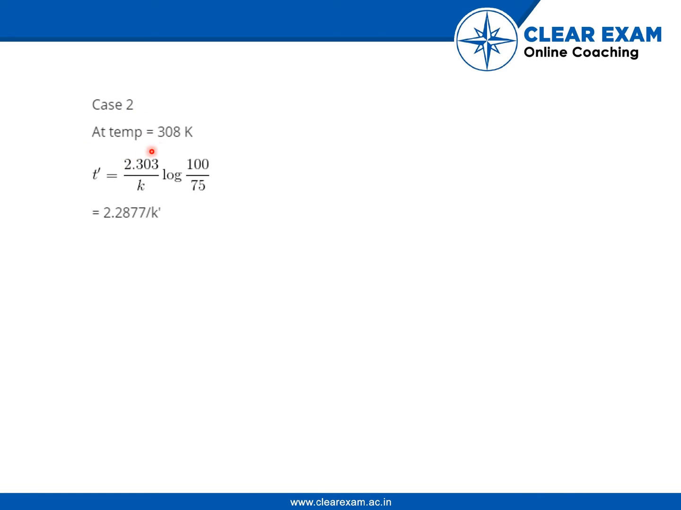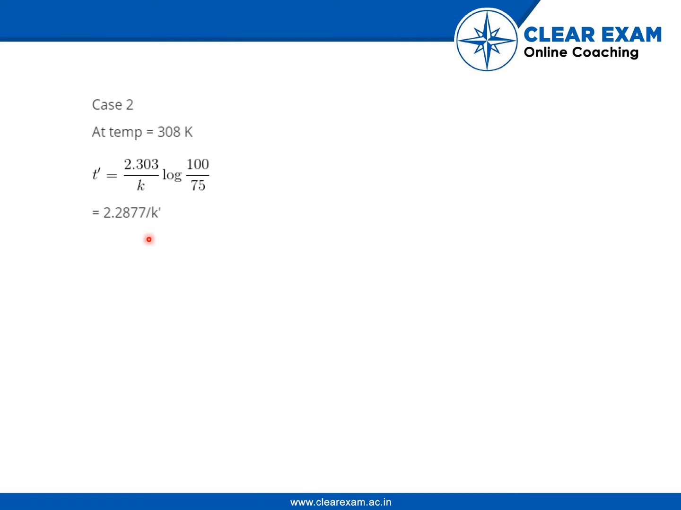Secondly, for case 2, at temperature 308 Kelvin, t dash is equal to 2.303 divided by K dash, because the value of K will be different at different temperatures. We know that the rate constant changes with changing temperature. Log 100 by 75. Why have we written 100? Because let us assume the initial concentration was 100 units, and as it is mentioned in the question that 25% of the reaction is completed, 75% is incomplete. So the remaining amount of reactant will be 75. So t dash in case 2 will be 0.2877 divided by K dash.